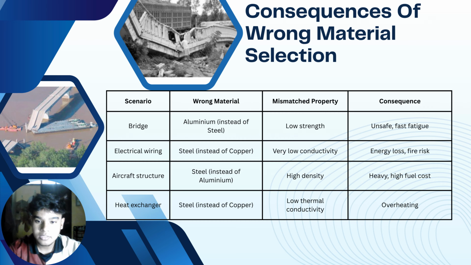The last scenario is a heat exchanger. People use steel instead of copper. The mismatched property is low thermal conductivity, and the consequence is overheating.